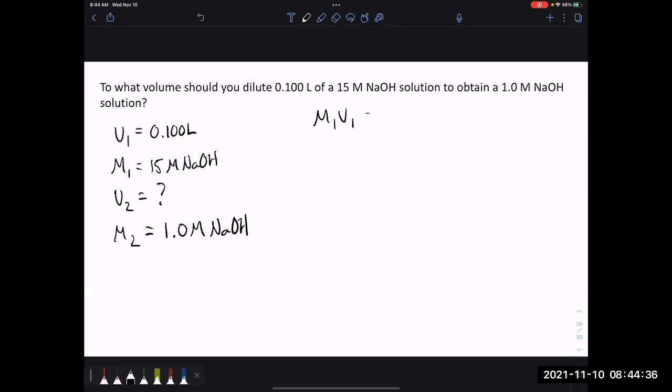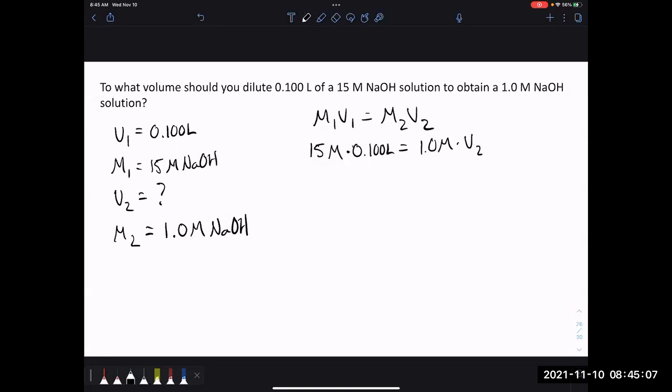So M1 V1 is M2 V2. And then it's just another plug and chug operation. 15 molar times 0.100 liters equals our M2, which is 1.0 molar, times V2.